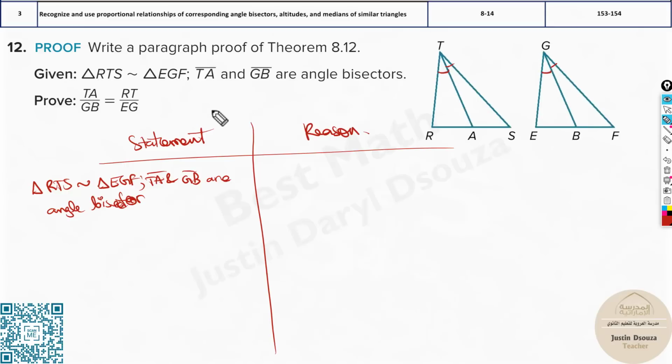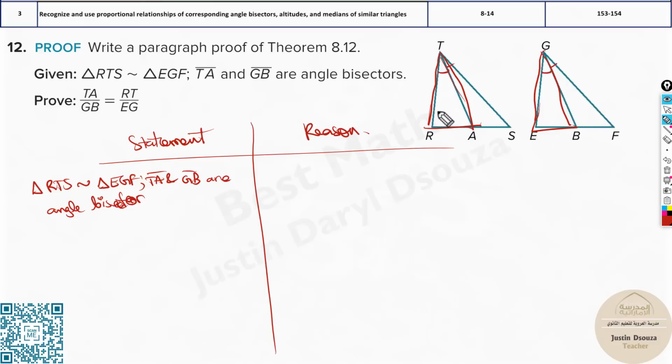So what do we have to find now? TA, where is TA? This angle bisector line divided by GB is equal to RT, one of the sides, divided by EG. So we are mainly dealing with this, this, and this. Over here also, the left side, the left triangle. I hope that's clear. So we have to focus on this part.